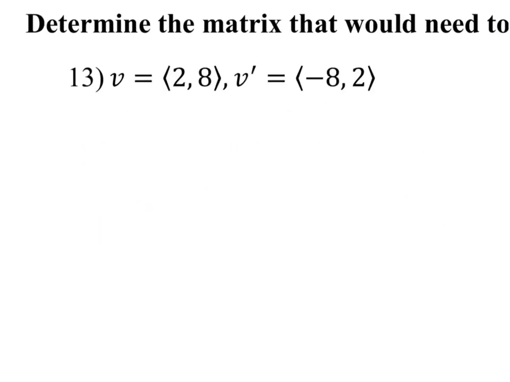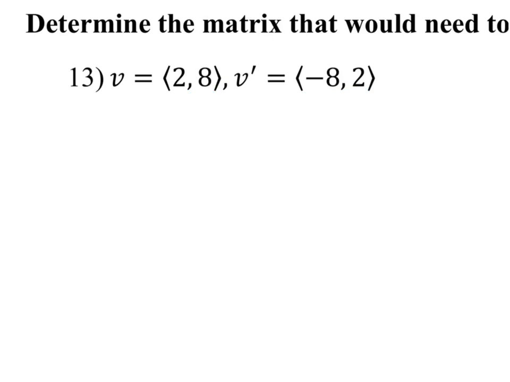So we got 2 more examples for you. This one's going to be a little bit different because you're not just taking a vector and timesing it by a matrix. Instead, on 13, you need to figure out what matrix is going to make this happen. So look at what you have. We got 2, 8, and then -8, 2. Well, it looks like we got a change in order here, right? It was 2, 8, now it's 8, 2. So we got a change in order.